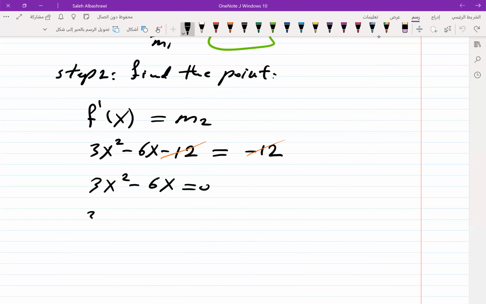I will take 3x as a common factor. I will have x minus 2 equal to 0, which means x equal to 0 or x equal to 2. Now I have two values for x, which means I'm going to have two tangent lines. At each x, I will have one tangent line for which the slope is equal to minus 12.